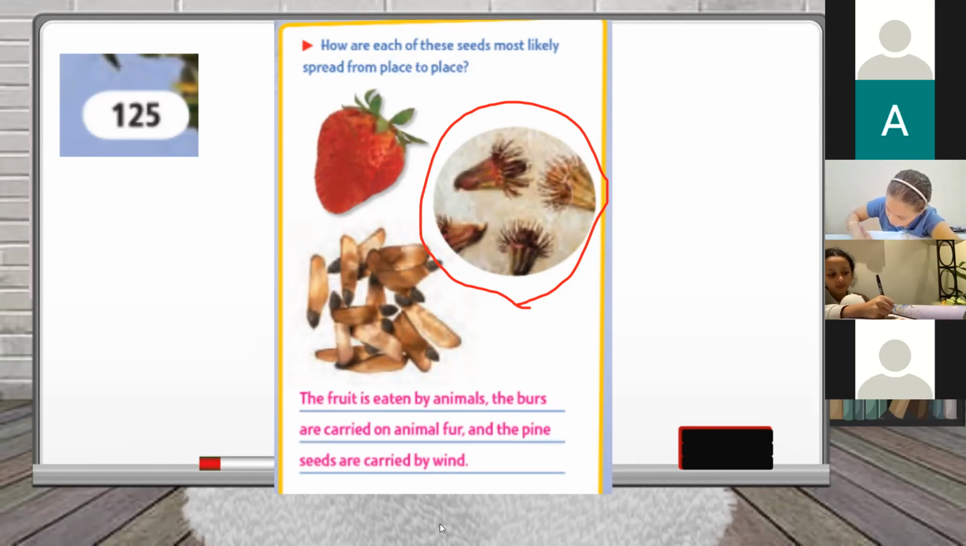All right, Habibi, I'm going to give you 1 minute to write on page 125. One minute to write, and then we will continue together.